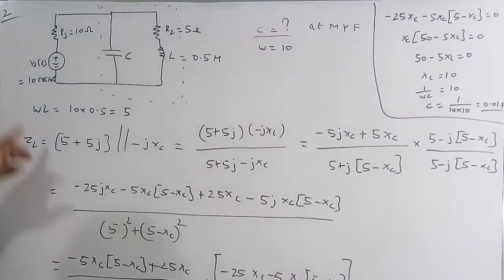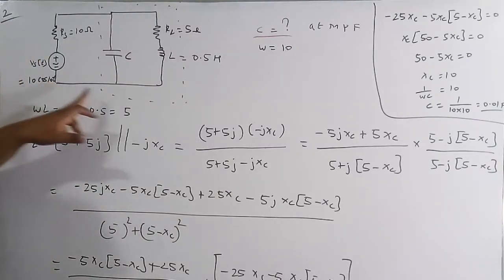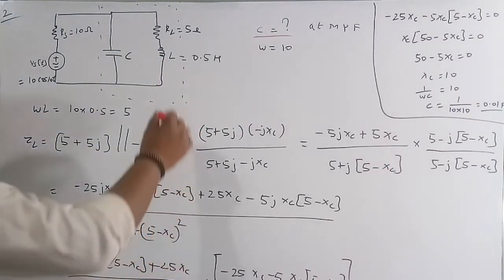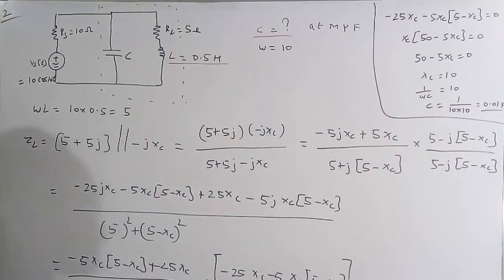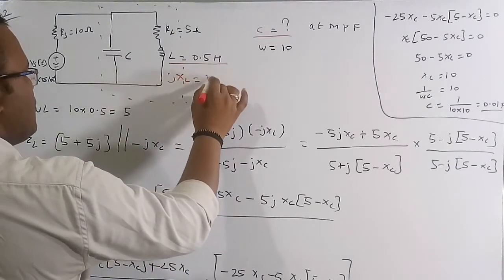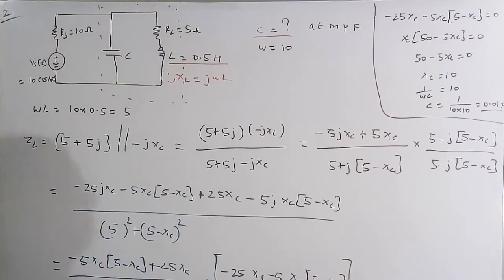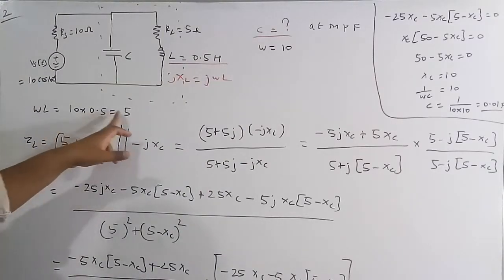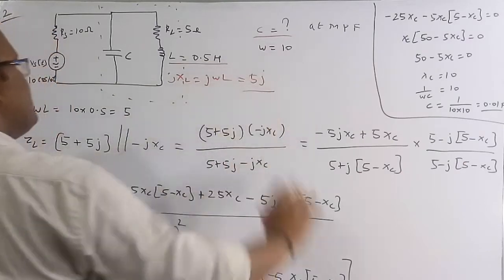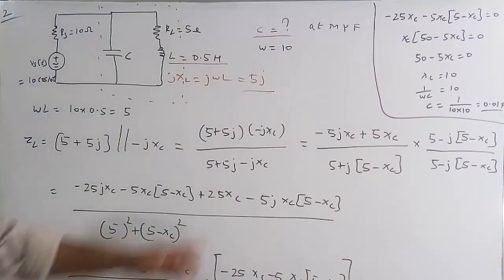So here this is Vm cos omega t, so omega is equal to 10. Now this is the inductance value they have given, but the inductor reactance is JXL. JXL is J into omega L. So omega is 10 and L is equal to 0.5, therefore 5J. This is the inductor reactance of this inductor, 5J.